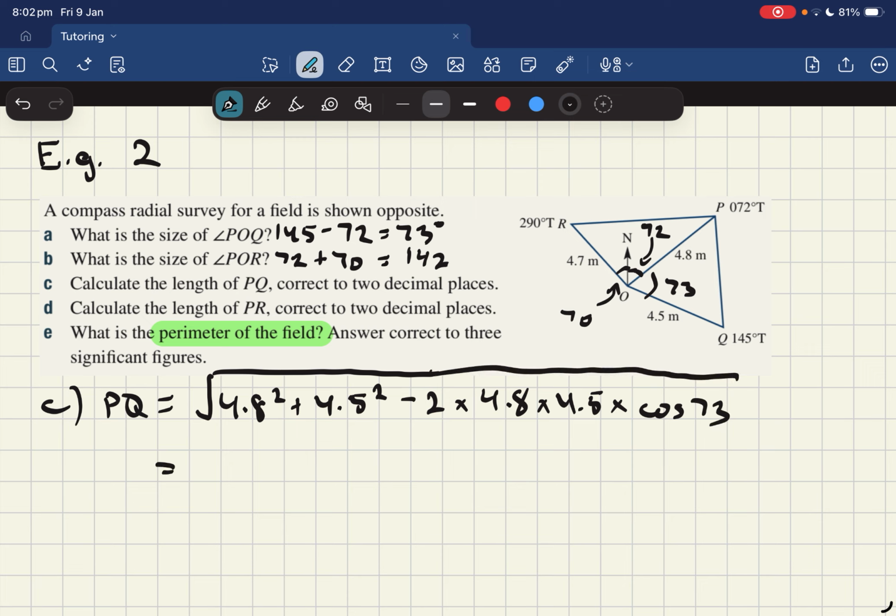And it's asking us for this to 2 decimal places. So this entire thing we're going to put into our calculators. So 4.8 squared plus 4.5 squared minus 2 times 4.8 times 4.5 times cos 73. So this gives us 5.54 to 2 decimal places.